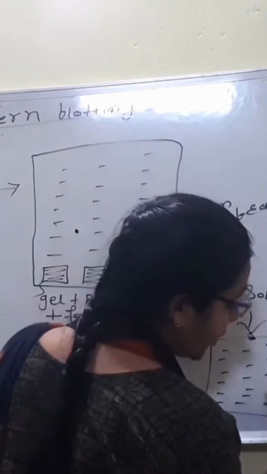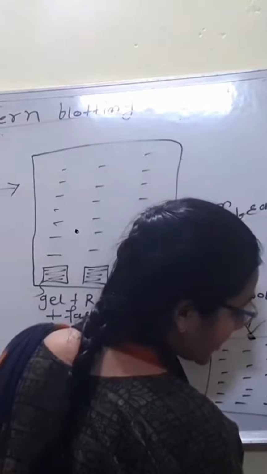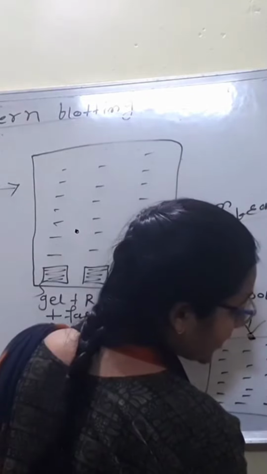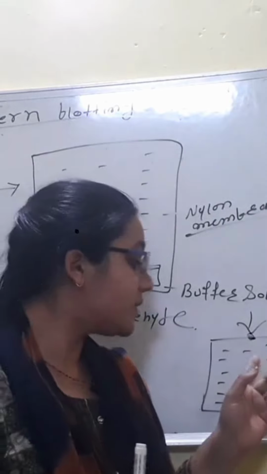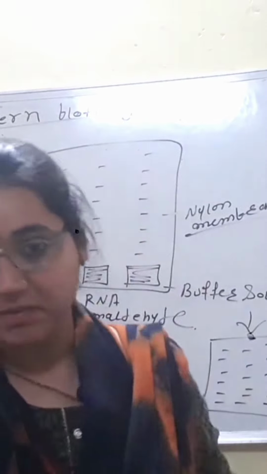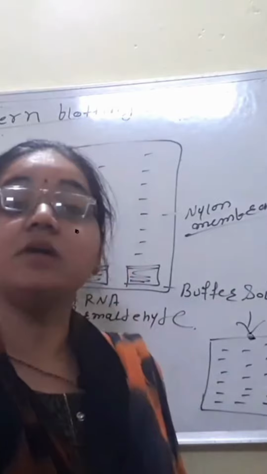So look at this nylon membrane. That is our gene of interest. This nylon membrane, we treat with UV light, because it is very important for the RNA molecules to be tightly attached to the membrane. Okay, so we treat it with UV light. Then to this membrane we add the probe solution.